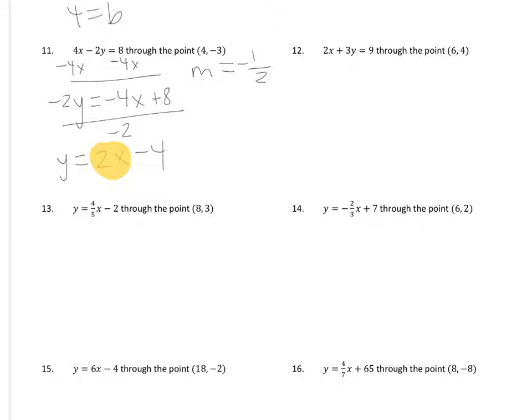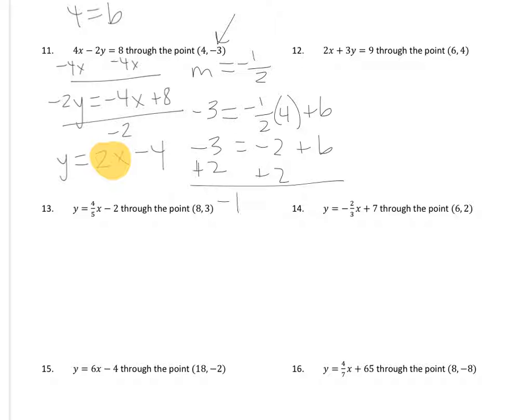Now I'm going to plug that into slope-intercept form, which now would be y equals mx plus b. So y is negative 3. Again, I got that from that point right there. Equals negative 1/2 x. And 4 actually is x here, plus b. So negative 3 equals negative 1/2 of 4 is negative 2. Add 2. Negative 3 plus 2 is negative 1 equals b. So now my final equation would be y equals negative 1/2 x minus 1. That would be my final answer there.